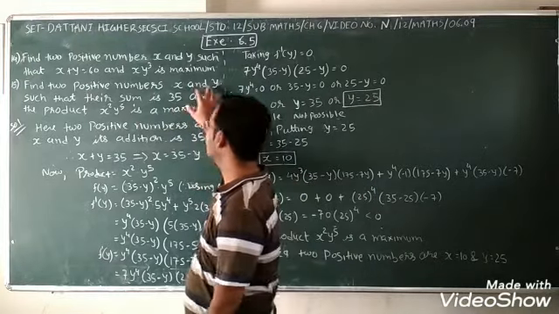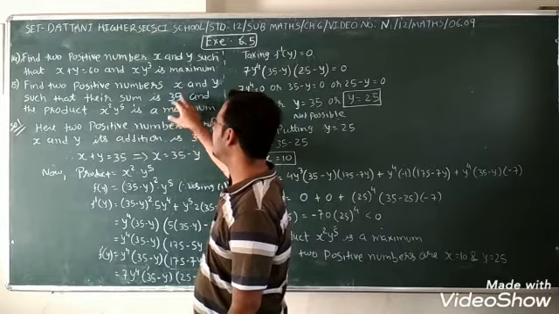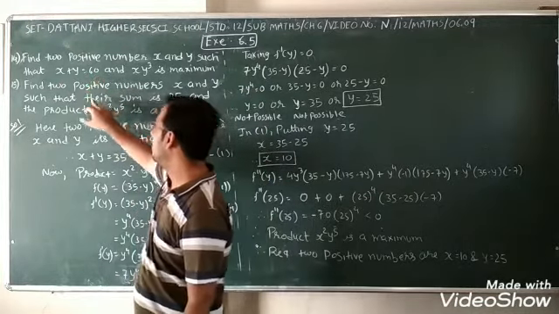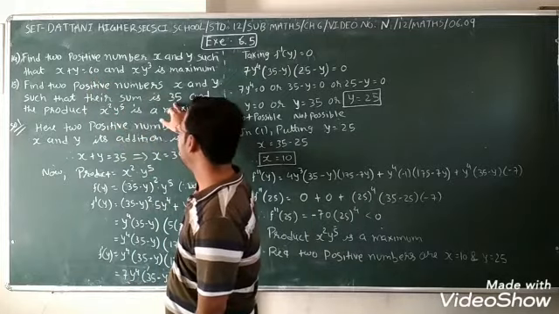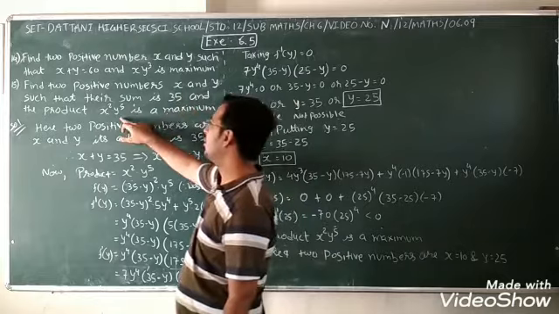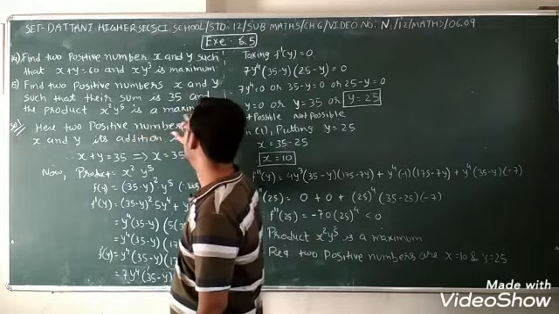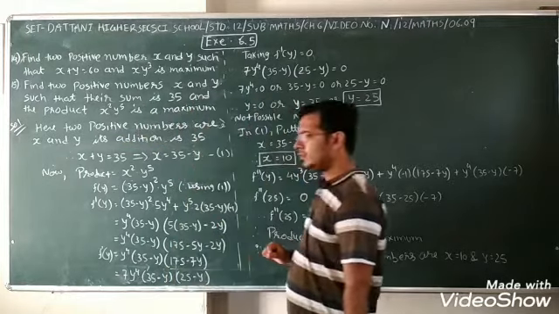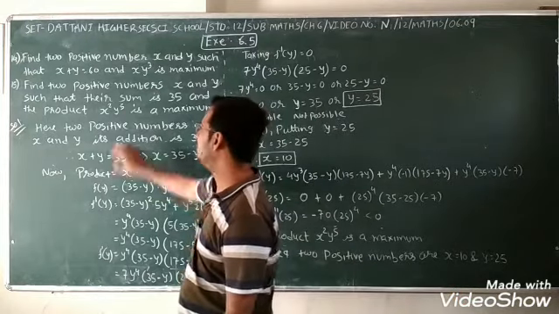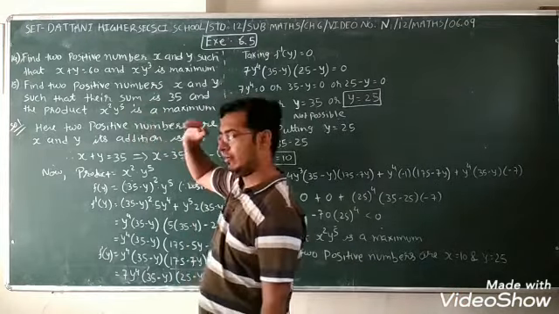Find two positive numbers x and y such that the sum is 35. In sum 14 the equation given is x plus y is equal to 60, but here the sum is 35, so x plus y is equal to 35, and the product x square y raised to 5 is maximum. So first of all we have to find x and y and then prove that x square y raised to 5 is maximum.